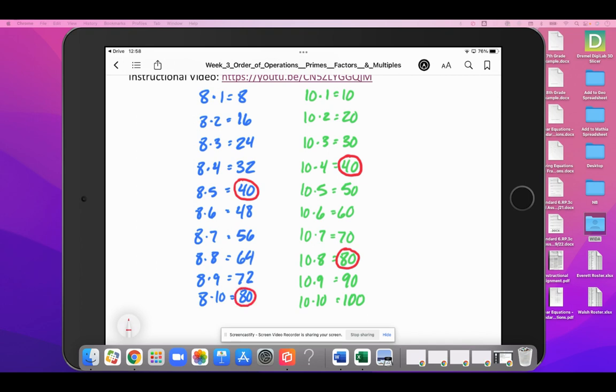So now what we need to look at is which one of these is the lowest. It's going to be 40. It's the lowest one that they have in common.